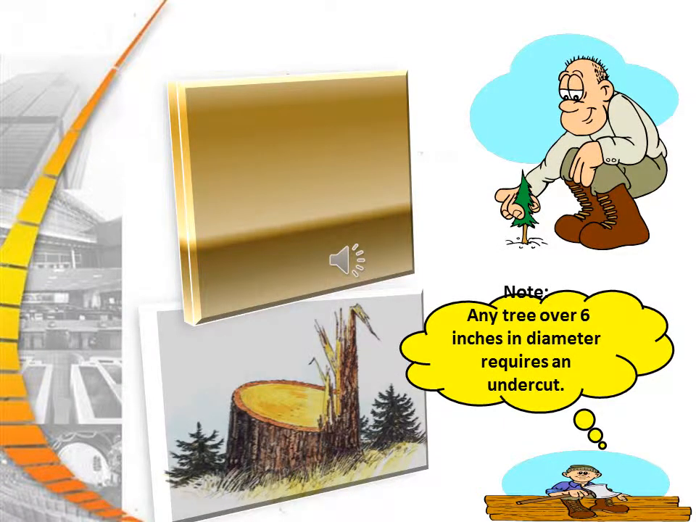No undercut has the same effect as an improper cut. You have no control over where the tree is going to fall, and the tree more than likely will barber chair on you. Remember, any tree over 6 inches in diameter requires an undercut.